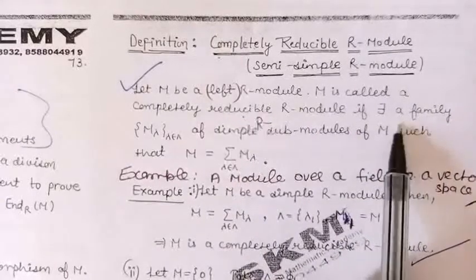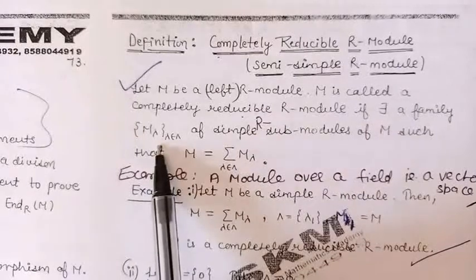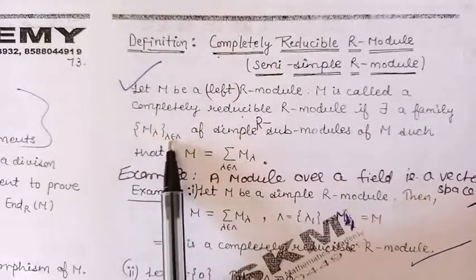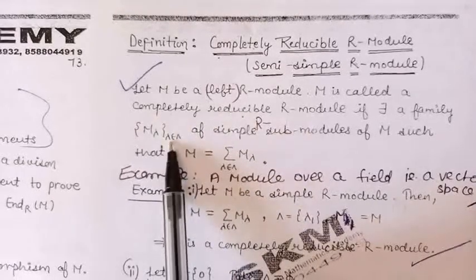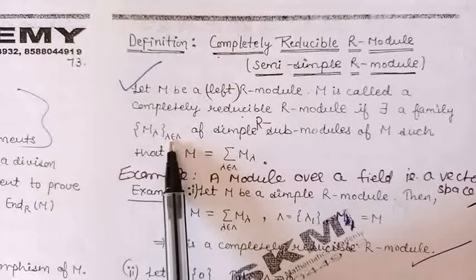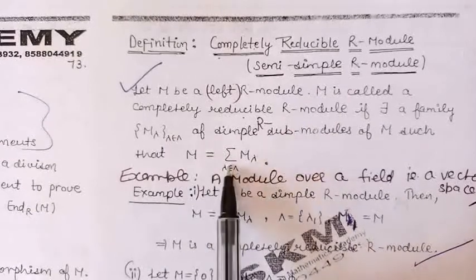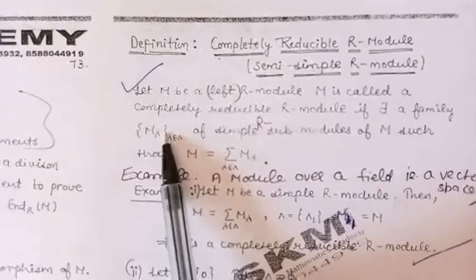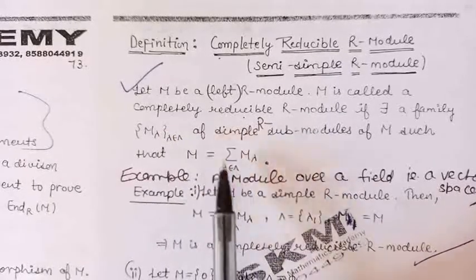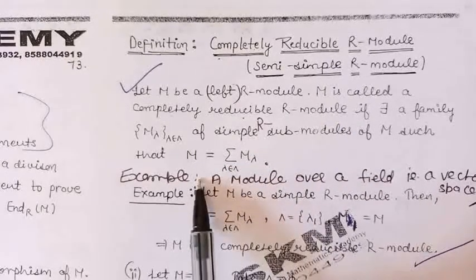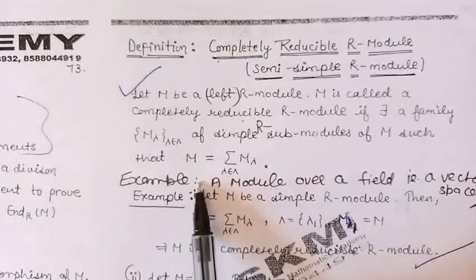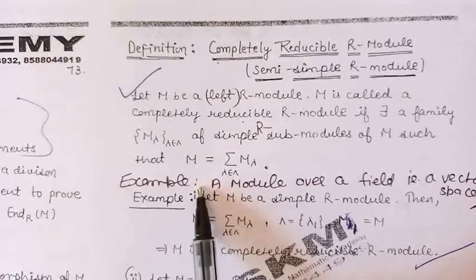It means if there exists a family, which we have denoted by the collection M lambda, where lambda belongs to the uppercase Lambda, this is a family of simple R submodules of M, such that M can be written as the sum of the members from this family. So if this condition holds, we say that M is a semi-simple R module. The basic example of a semi-simple R module is a module over a field. Module over a field means vector space. So that is an example of a semi-simple module.